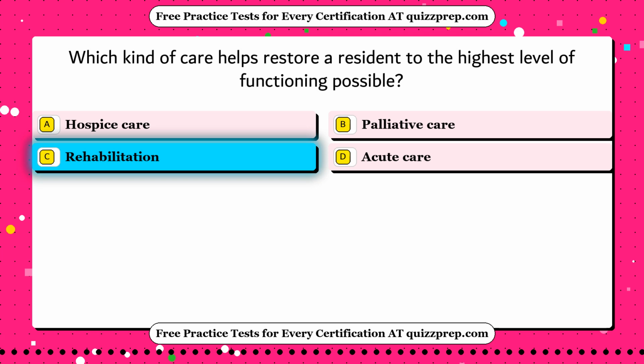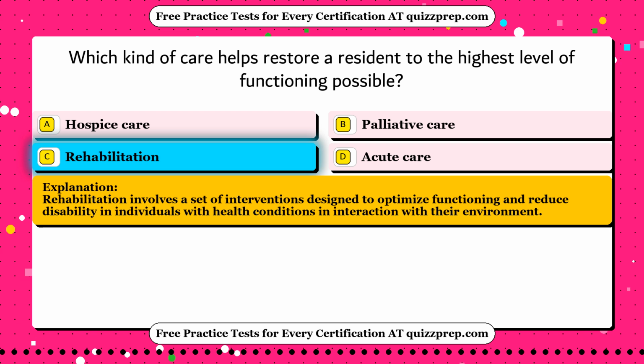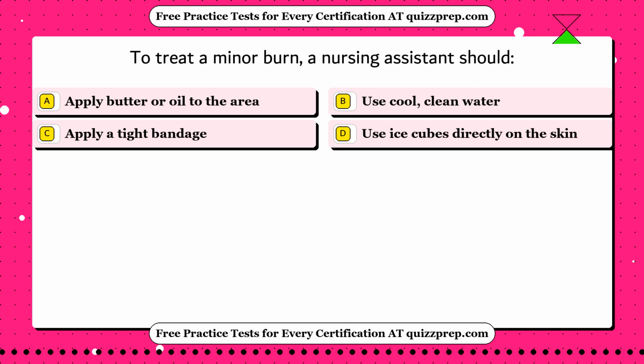The correct answer is option C, rehabilitation. Rehabilitation involves a set of interventions designed to optimize functioning and reduce disability in individuals with health conditions in interaction with their environment. Question 93. To treat a minor burn, a nursing assistant should: Option A, apply butter or oil to the area. Option B, use cool, clean water. Option C, apply a tight bandage. Option D, use ice cubes directly on the skin.